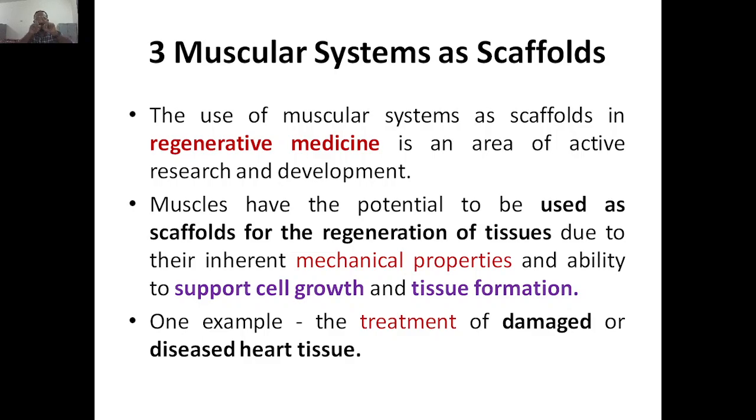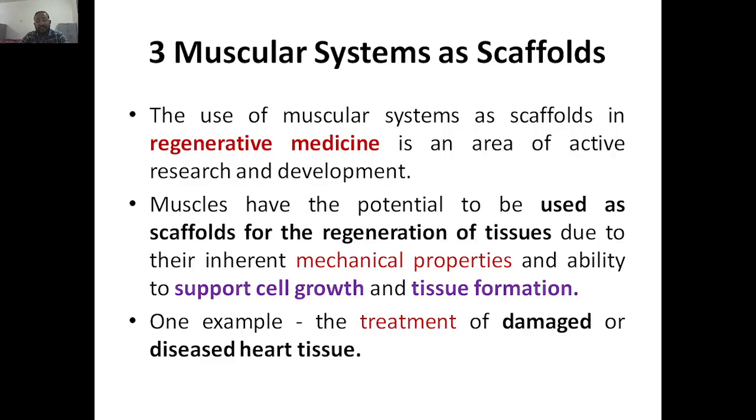Now what is a scaffold? We have structures which can support cell attachment or cell growth. It is like a mesh kind of network where the cells can be incorporated or seeded, and these cells can attach and form a particular structure. Scaffolds give mechanical strength as well as structural support where the cells can differentiate, divide, proliferate and develop a tissue. That is why it is called a scaffold.